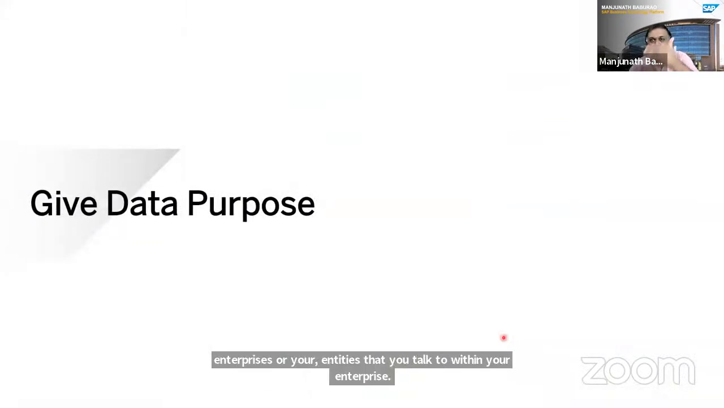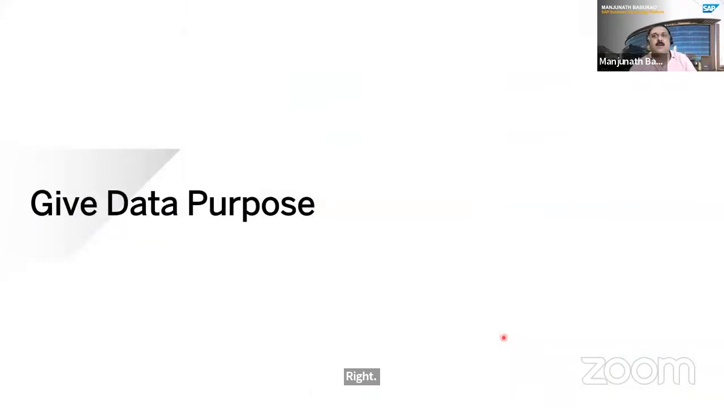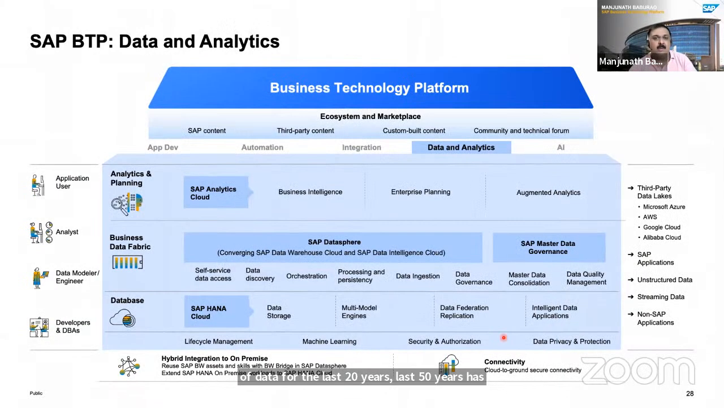Let's go to give data purpose. That's a great line that I always love. Having data is of no use. You should give it purpose by finding patterns, finding insights using the data. Otherwise, just having or storing a lot of data for the last 20 years, last 50 years has no meaning, right? We all know and we all appreciate that.